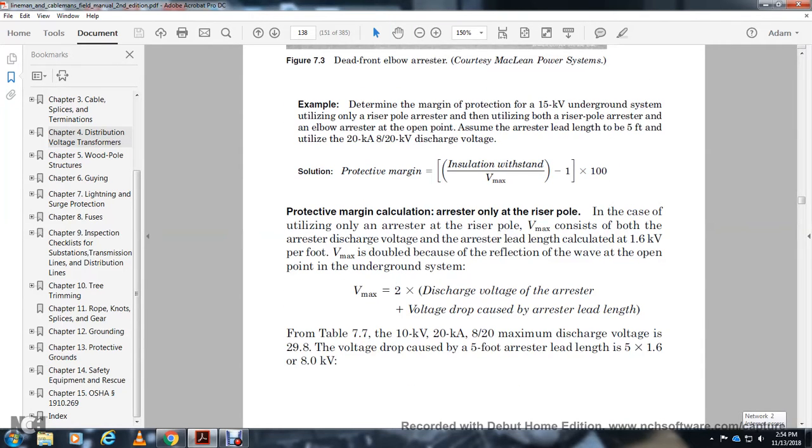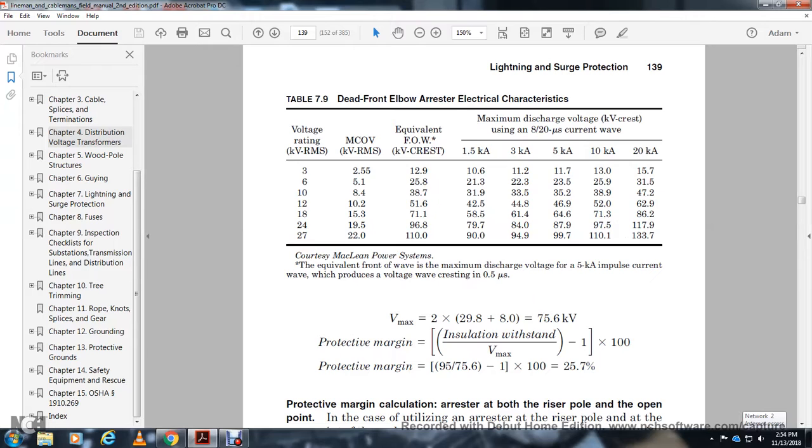Alright, Table 7-9 shows the dead front elbow electrical characteristics: voltage rating in kilovolts root mean squared, MCOV in kilovolts root mean squared, equivalent front-of-wave in kilovolts crest, and maximum discharge voltage in kilovolts crest for the 8/20 microsecond current wave at 1.5, 3, 5, and 10 kiloamps. Protective voltage maximum is equal to 2 times the discharge voltage. The protection margin is equal to the insulation withstand over the maximum voltage, minus 1, times 100.